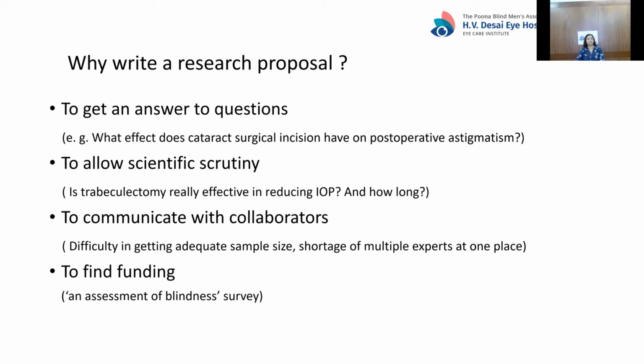Thirdly, to communicate with collaborators. Sometimes the research topics are such that you might find it difficult to get an adequate sample size, or the topic is so broad that one requires multiple experts to work on it, and collaborative research is one of the best ways to get information, by implementing a research by involving several experts. And lastly, to find funding.